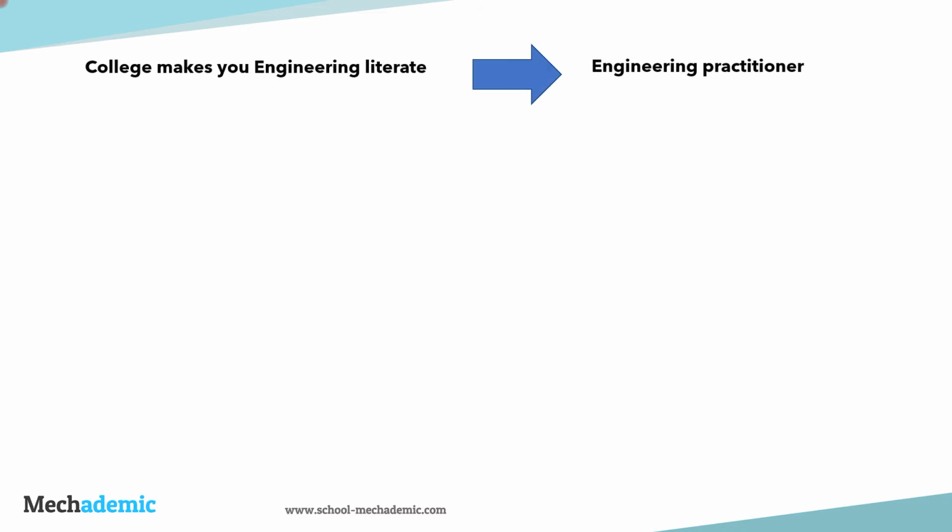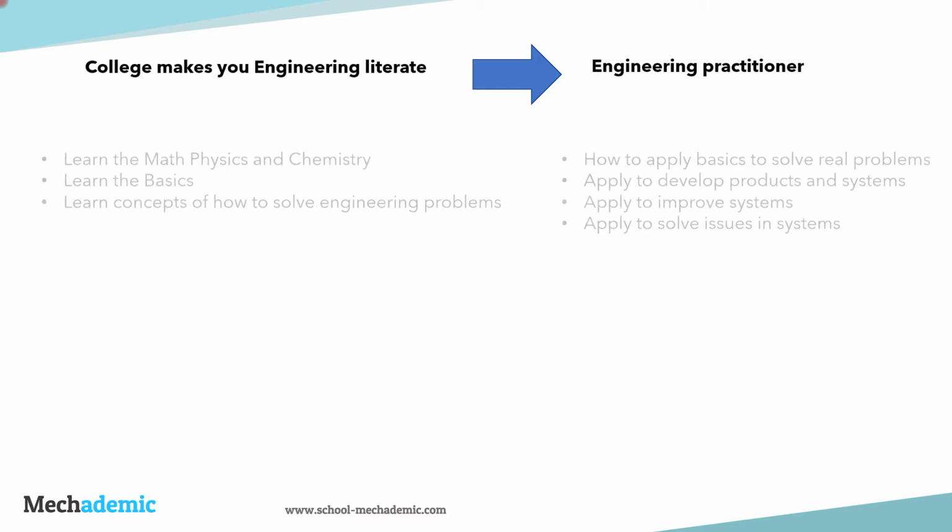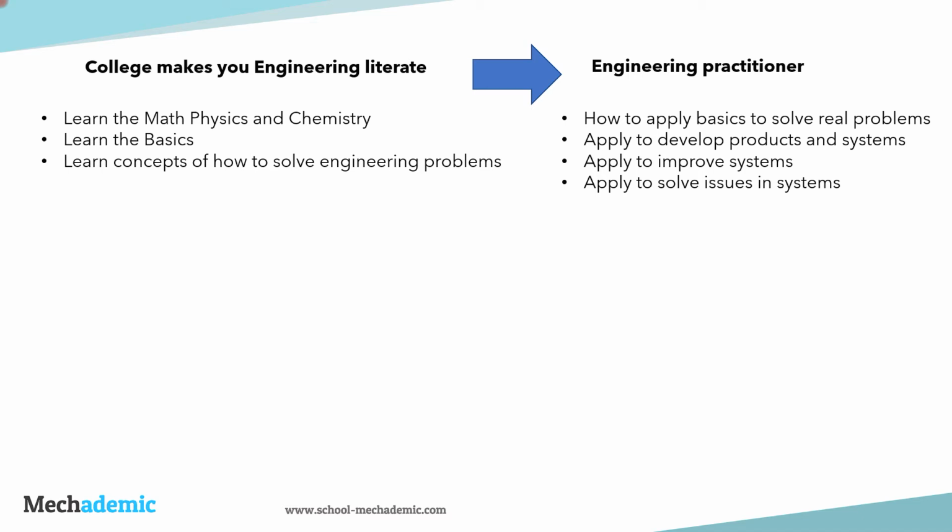So engineers who come out of college are undergoing the transition from being engineering literate to being engineering practitioners. When we are in college, we learn about math, physics, chemistry, the basics of engineering, how they are applied in problems and the concepts and how to solve basic engineering problems. Then in engineering practice, we need to learn how to apply those basics to solve the real problems, how to develop products, how to develop systems, how to improve those systems, and also when there are issues, how to troubleshoot those systems. So as an engineering practitioner, all of these skills are required, which are more advanced skills as compared to the skills we learn in college.